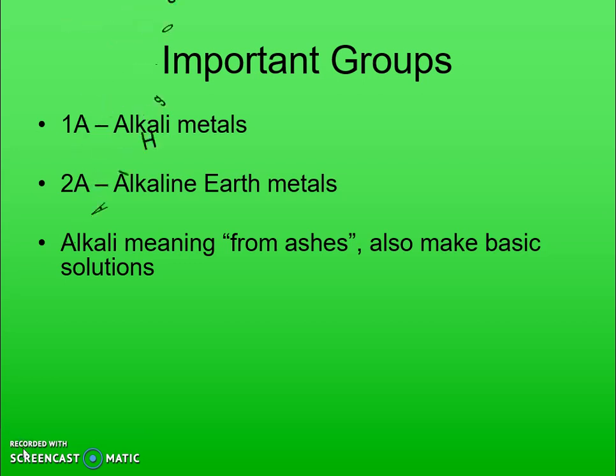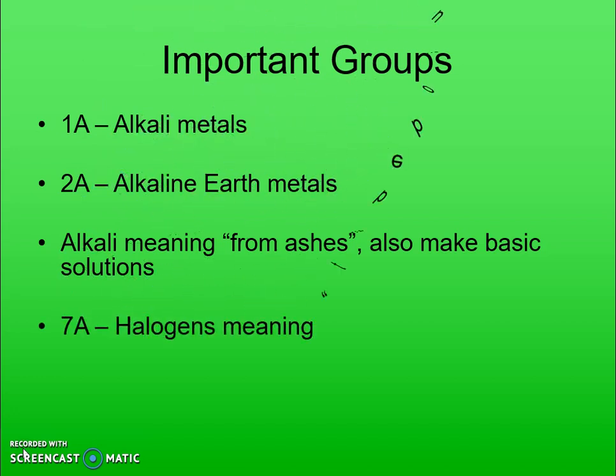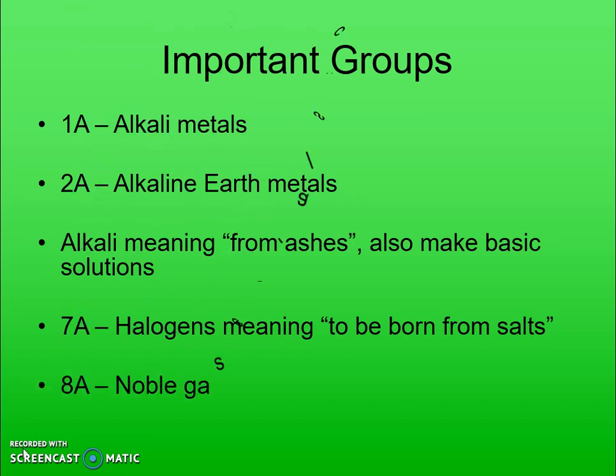Then the next important group is all the way to the other side of the periodic table, second from the right, and that's the halogens, and their name comes from being born from salts. Like you think sodium chloride, chlorine is in salt, but actually a salt is any ionic compound made up of a metal with a nonmetal, and all of those within the halogen group make really good salts because they are very reactive. And then lastly, the opposite of that are the noble gases, who are very inactive.